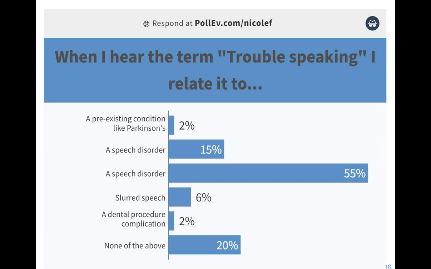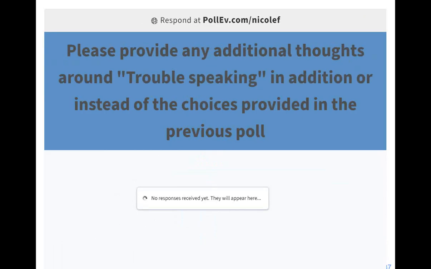Do people have a different idea of what they think it is? So it looks like between the two choices that were the same, speech disorder, that's the winner currently. So let's see as we move forward. So with that, I wanted to give people a chance to actually give their opinion on what you think trouble speaking can be, especially those that picked none of the above from the previous slide. I want to see what do you think?